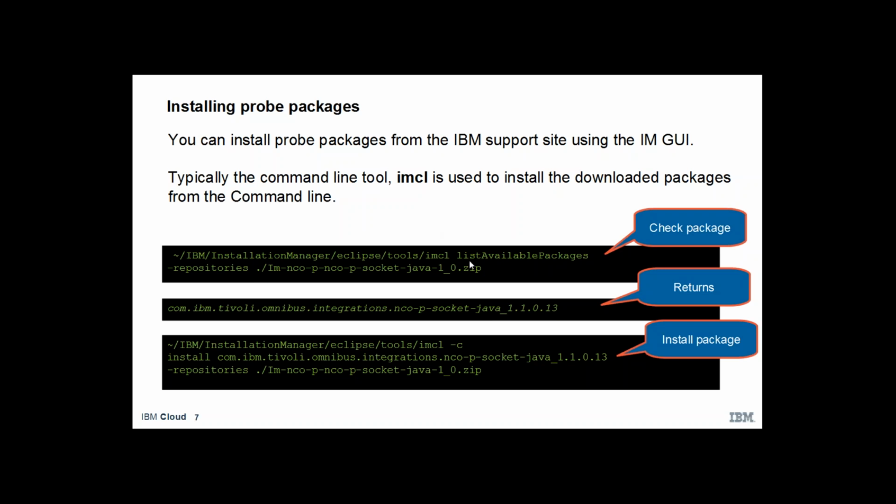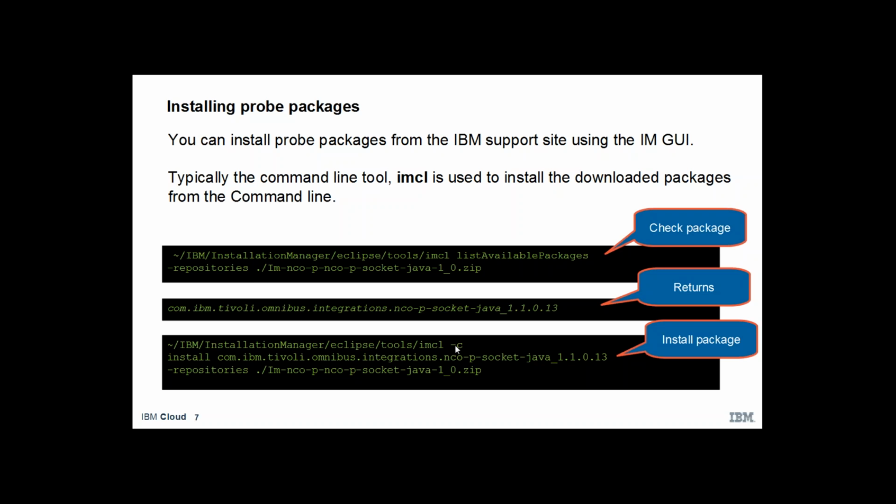So the first one is the list available packages command, and if you point it to the actual zip file you downloaded, and here we've downloaded a socket probe package, that will then show you the package within the zip file. So it's a good way of checking to see what's in that zip file and what version it is, just to confirm it. And as you can see, it's made up of basically the class name of the probe with the version details at the end.